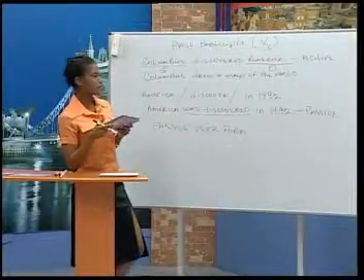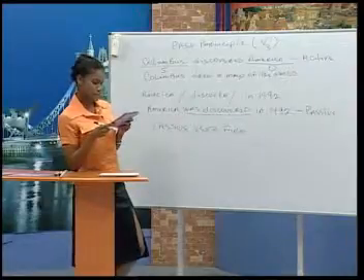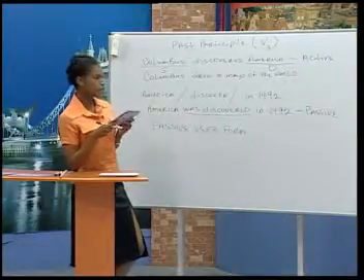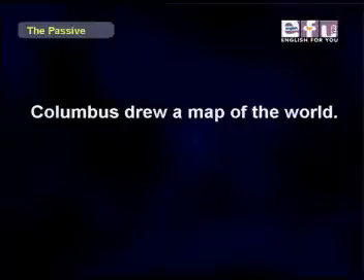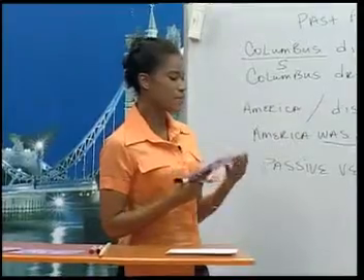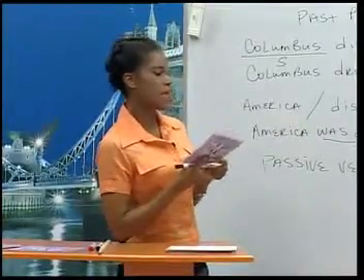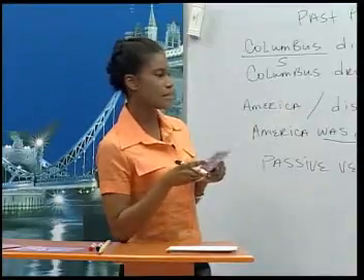Okay, let's look at the second sentence. Can you read it, Linda? Columbus drew a map of the world. So who did the action of drawing, Columbus or a map? Columbus did the action, so Columbus is the subject. All right, so Sylvia, is this an active or a passive sentence? It is an active sentence.